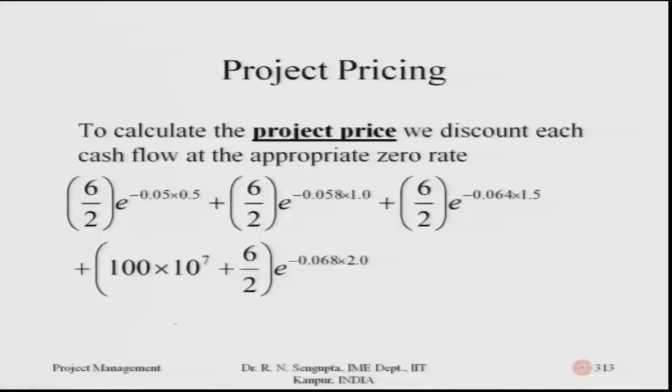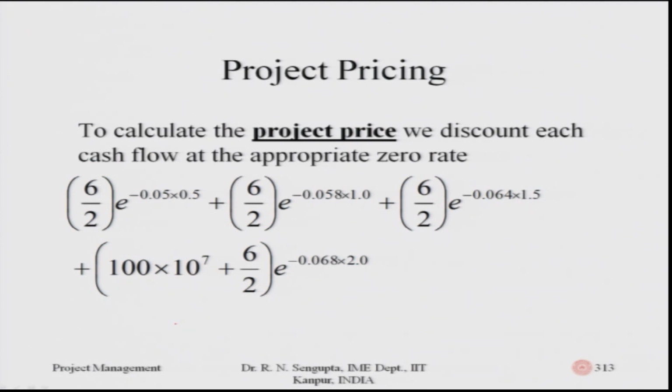So, to calculate the project price, we can discount each cash flow to the appropriate zero rate. So, let us consider the first factor. 6 was the interest rate being paid on an amount on a semi-annual basis. If it is paid on a semi-annual basis, there would be 2 payments on a yearly basis. Hence it is 6 by 2 being paid for the time period of 6 months.